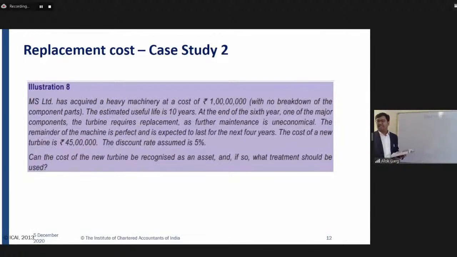So Kaustav is saying, sir, if there is no subsequent cost of replacement, then we are not required to do anything. Yes, Kaustav, we are not required to do anything. But let me tell you, Ind AS 16 talks about component accounting. What is meant by component accounting? If there is a particular asset that has significant parts, having a significant value, in that case those parts are required to be capitalized separately.